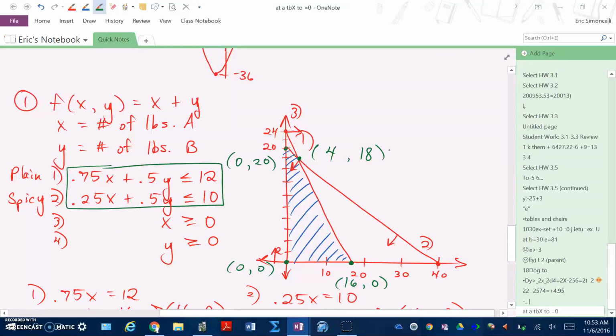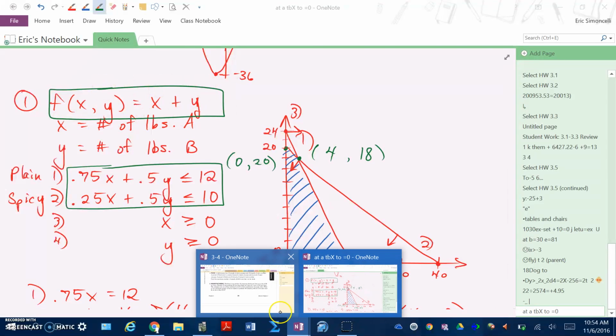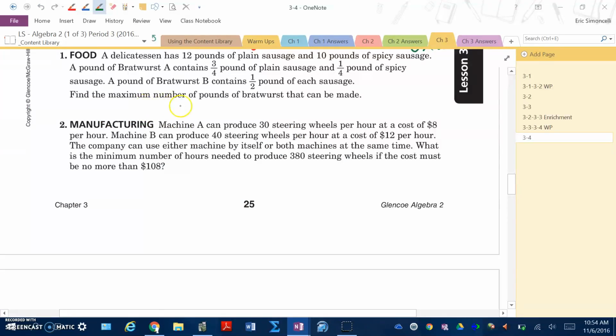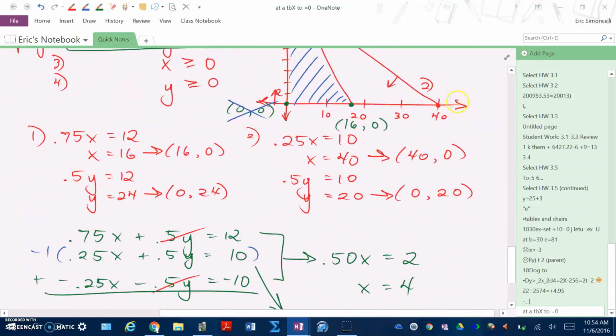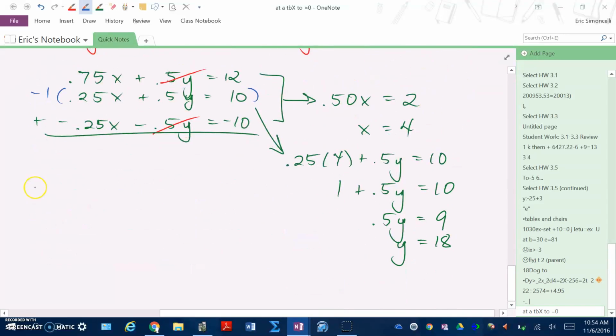Now we're not done. What we now need to do is take all 4 of these points and plug them into my objective function here. And again, if you remember the goal of this problem, it was to find the maximum number of pounds of bratwurst that can be made. So we'll take each one of these ordered pairs. We can almost guarantee that 0, 0 is not going to be the max, so we can almost just cross that off, frankly. But f of x comma y equals x plus y.